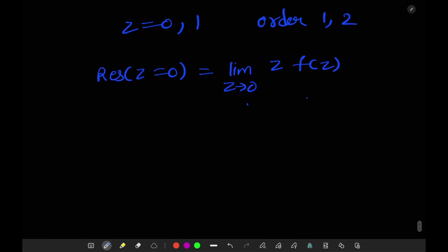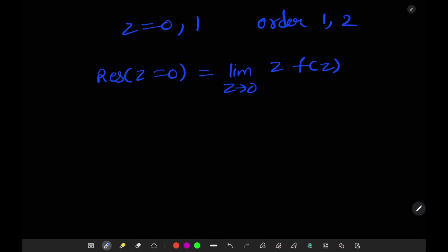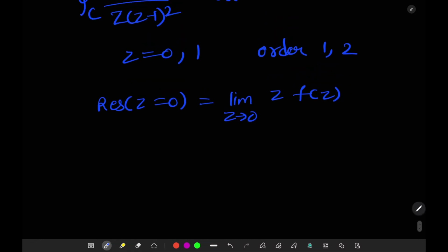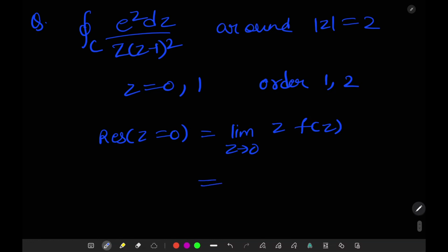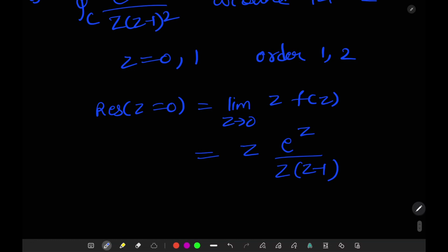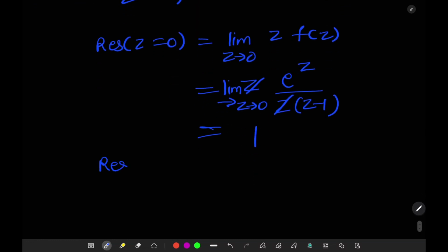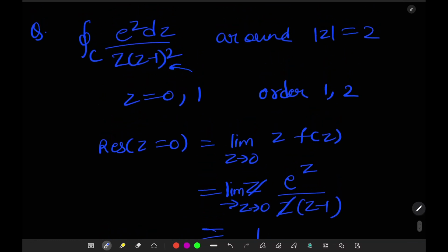Now using this formula, for the first case we put this. Now putting z tends to 0, we get 1. Now in the other case we use that formula because this is a pole of order 2.